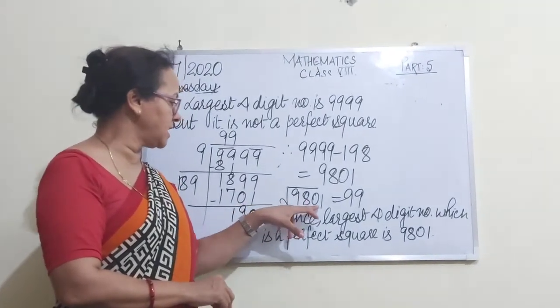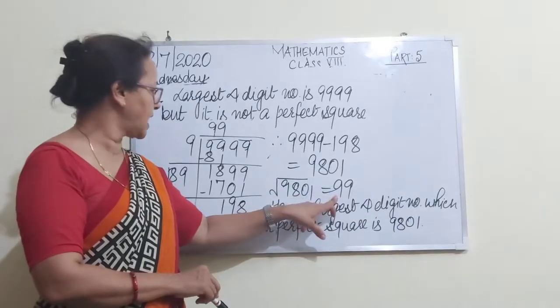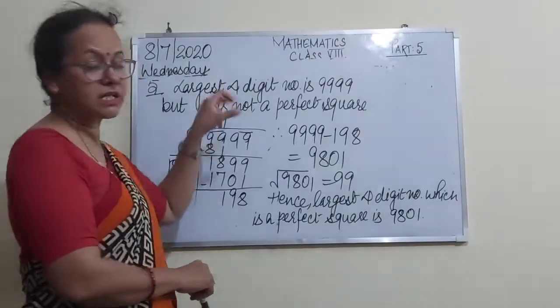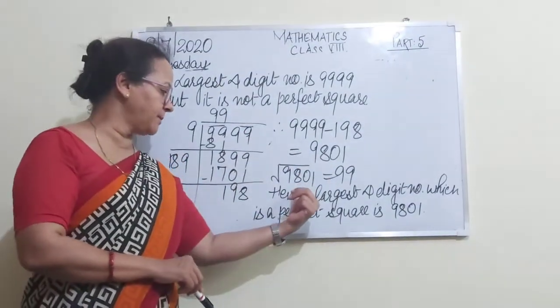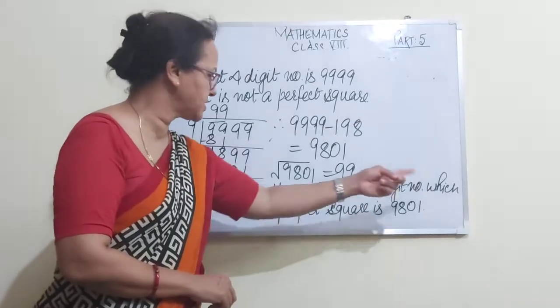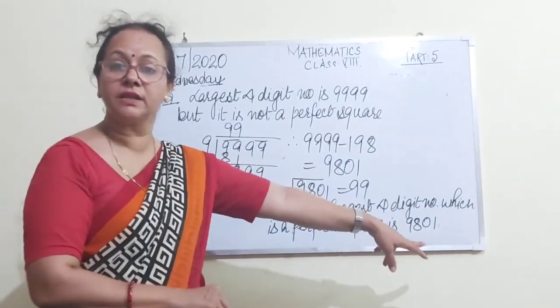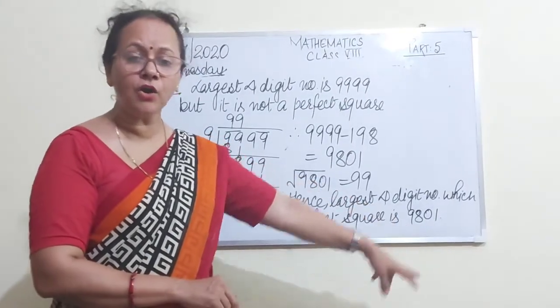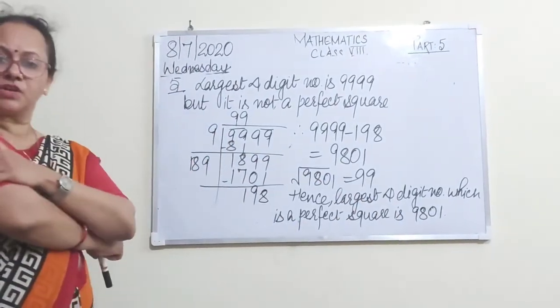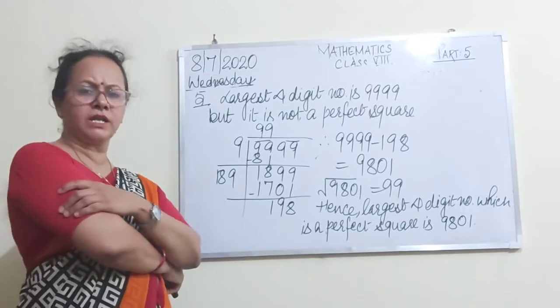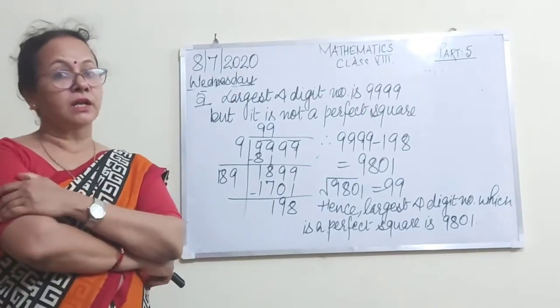And afterwards I try to find the square root of 9801. What is it? 99. Whatever the number is there, its square will be the perfect square. Hence the largest 4-digit number which is a perfect square is 9801. I hope each and every question up to here is clear to you.